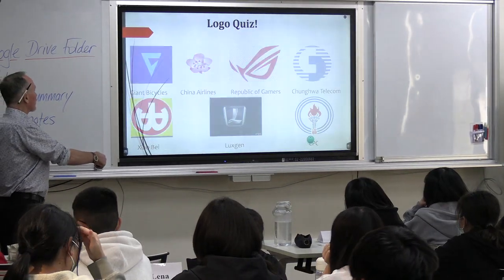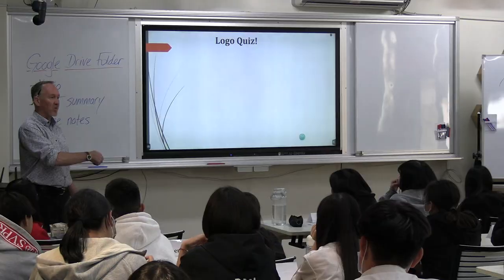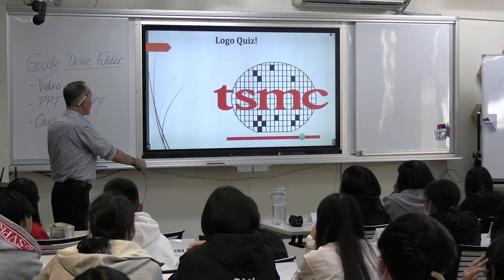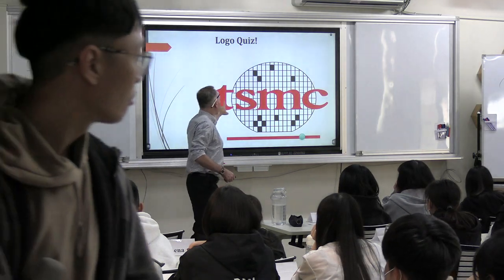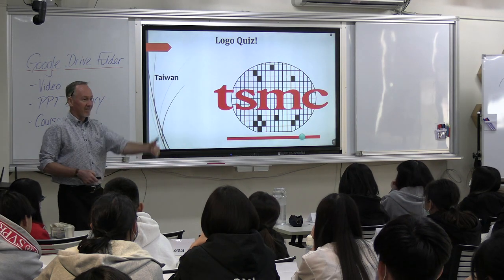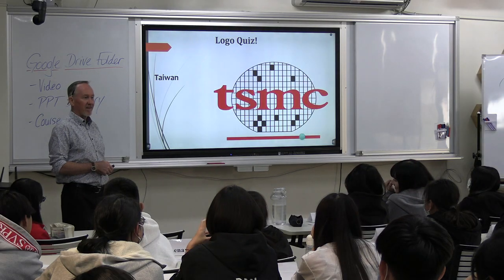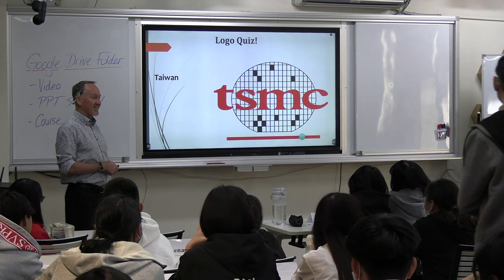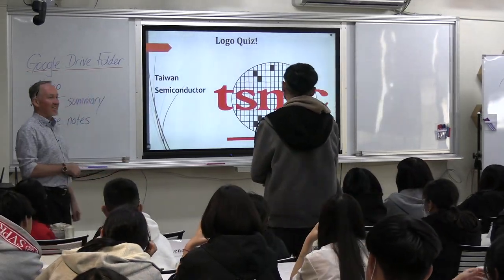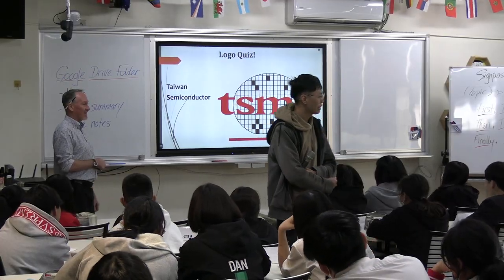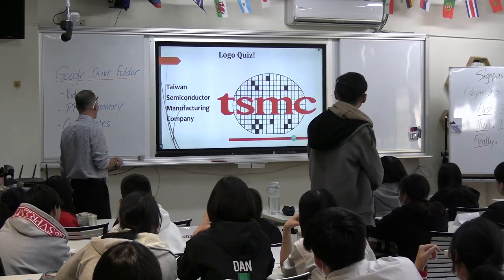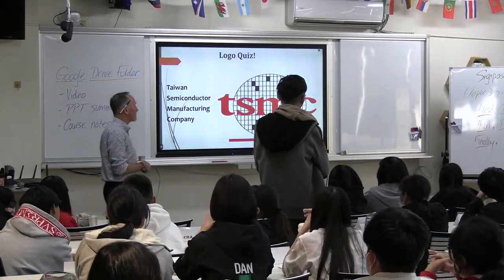All right, cool. This is maybe the most famous one. But what do these letters stand for? Taiwan. Yeah, very good. Taiwan. What's the next one? Semiconductor. Manufacturing. What do you think the C might be? There we go. Good. Taiwan Semiconductor Manufacturing. Good.